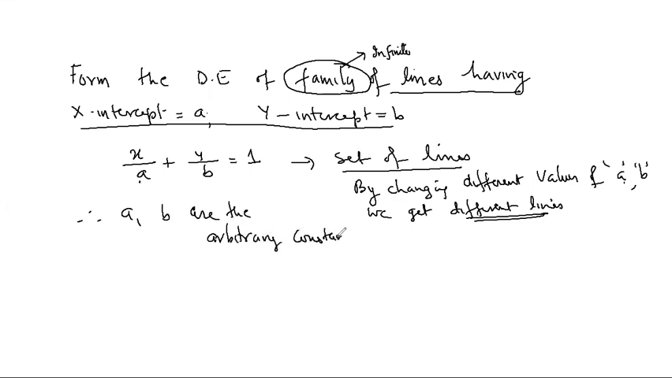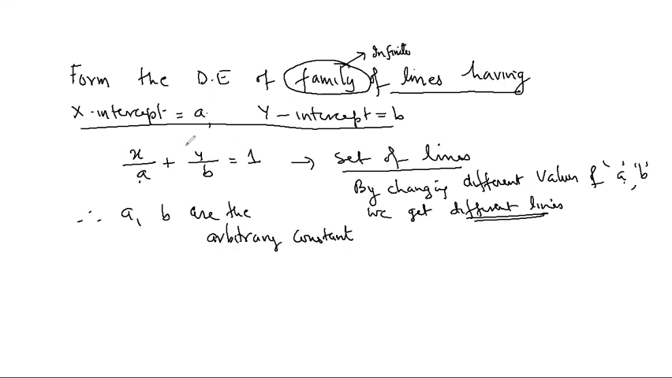So how do you identify an arbitrary constant? You should ask the question: what are the letters or variables that you need to change to get different lines? Here a and b changing gives you different lines. What happens if x and y are changing? We get different points on the line. So a and b are the arbitrary constants.